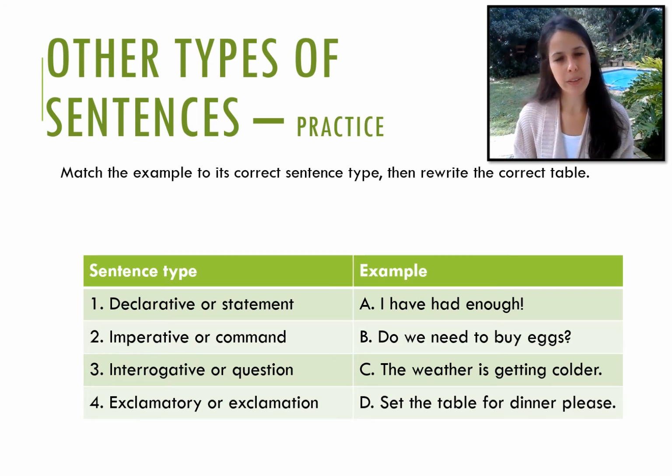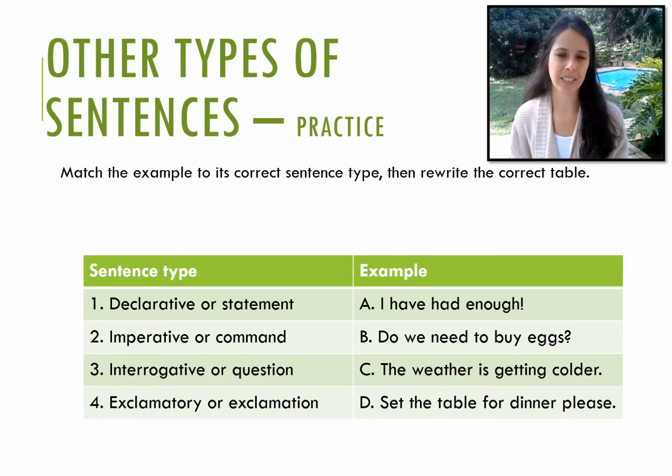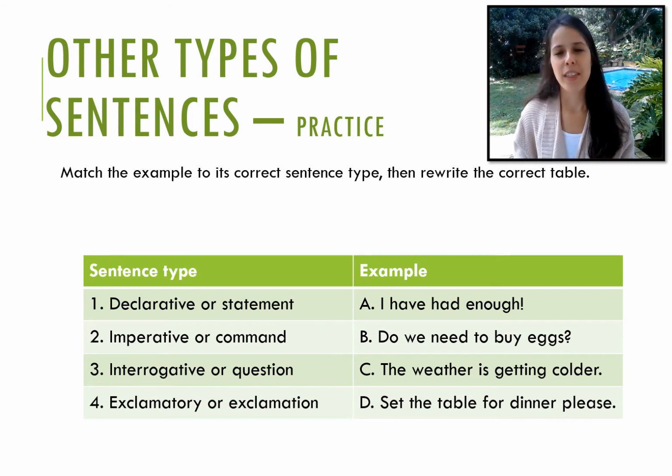Number 2, imperative and command. Number 3, interrogative or question. And number 4, exclamatory or exclamation. So I've put both kinds of words there for you. Then on the right hand side, you've got examples. Now those examples are all jumbled up. I want you to work carefully to make sure you put those examples next to the correct type of sentence.